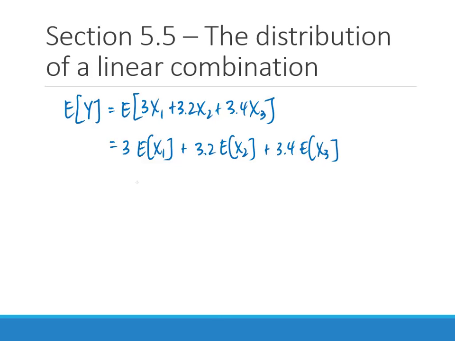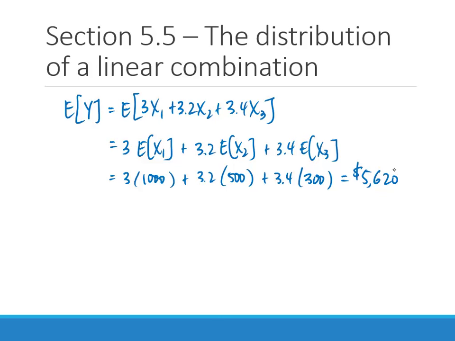And then I told you what all the means were. They were 1,000. The mean of the second one was 500. The mean of the third one was just 300. So that should give you an expected revenue of $5,620. Okay.